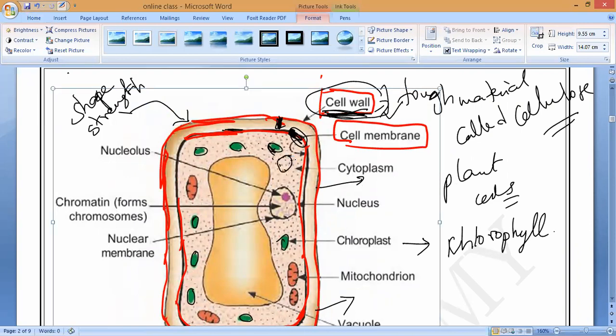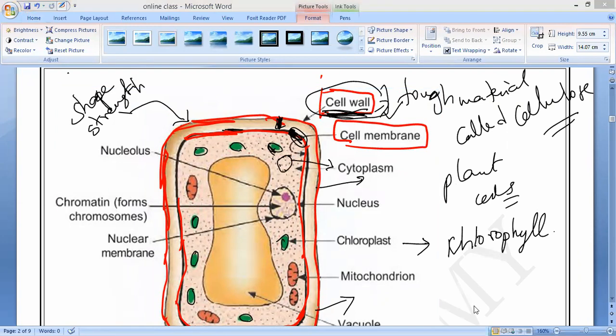What is this liquid called? Cytoplasm. Do you understand? Please respond. So, if you observe, the chloroplasts are the green colored substances or organelles present in the cytoplasm of the plant cells.